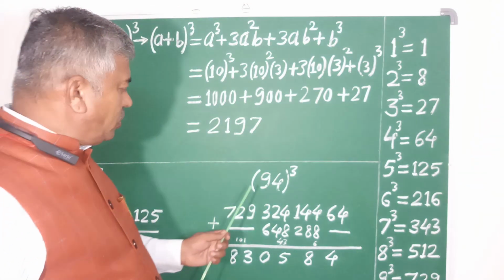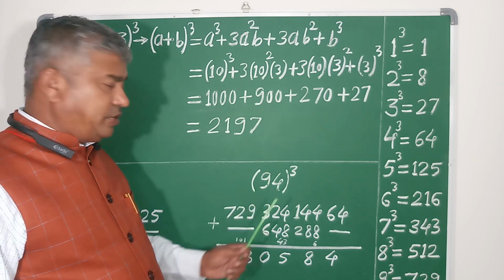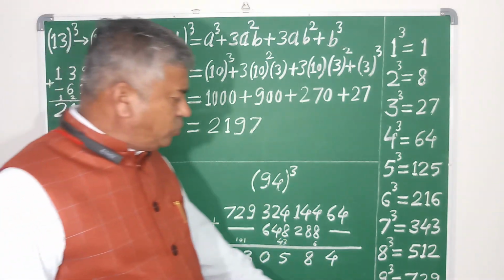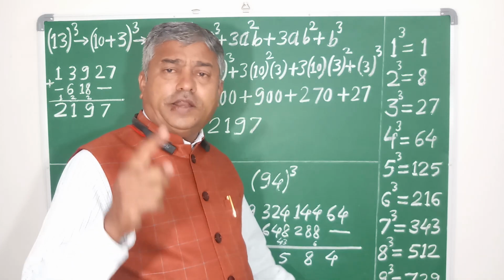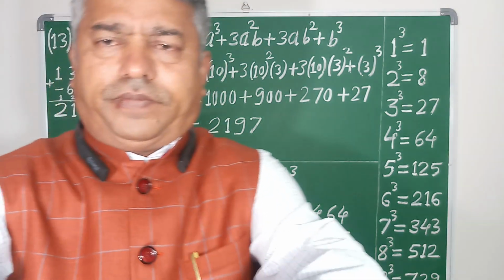Here, the cube of the first means the cube of 9. We know that already. Cube of 9 is 729. That is 700.